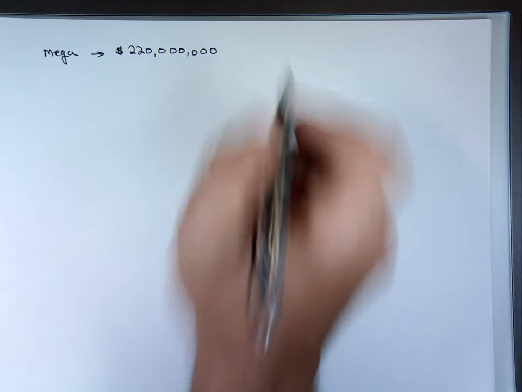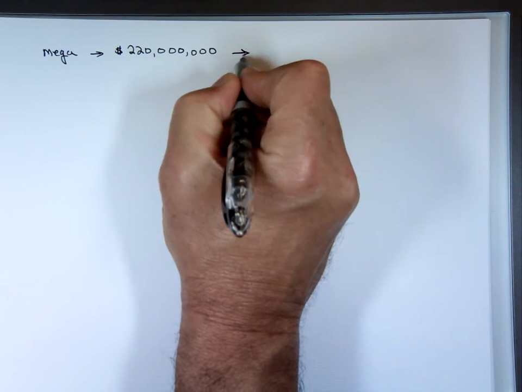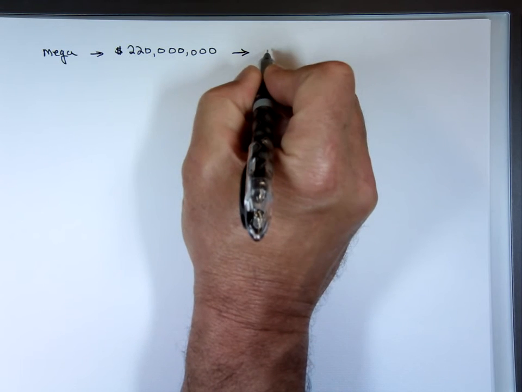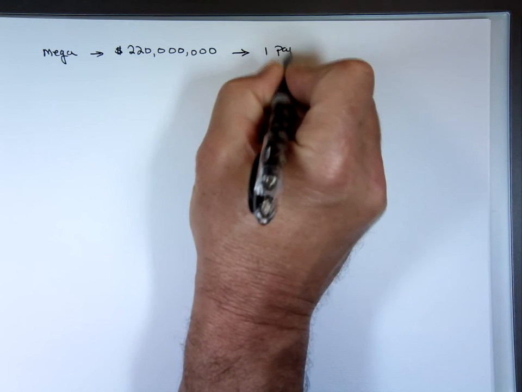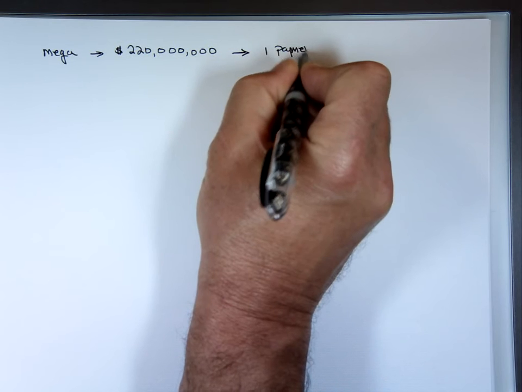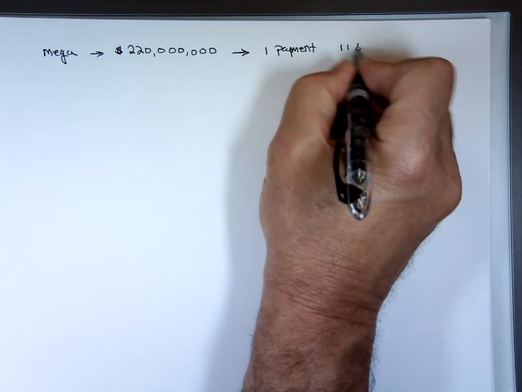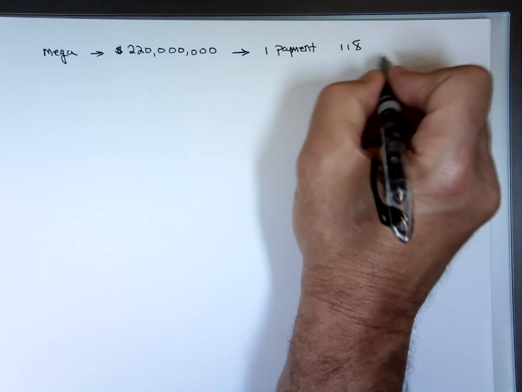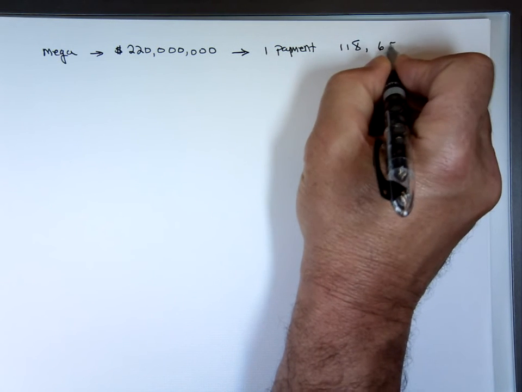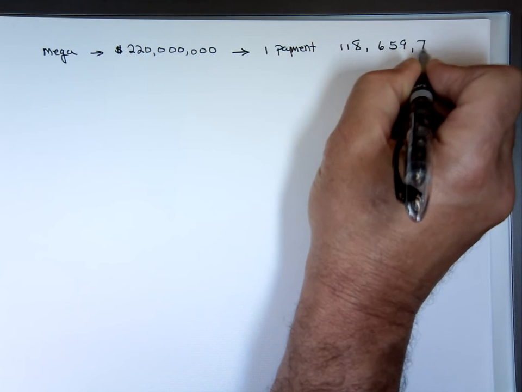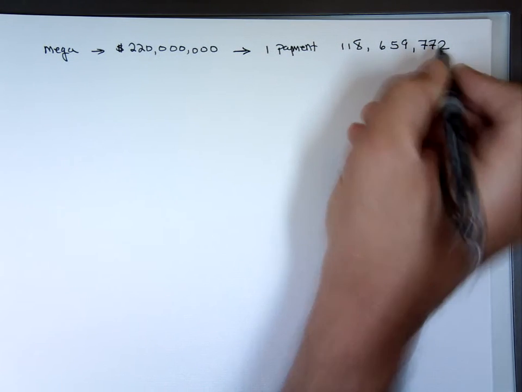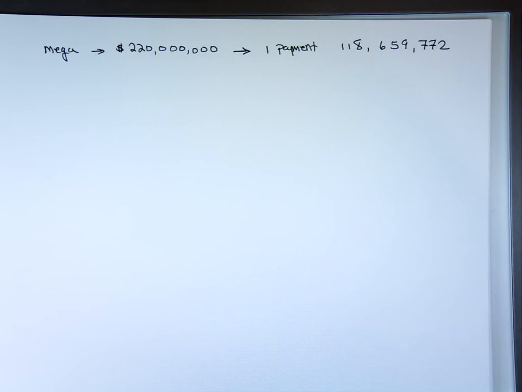But if you take the one-time payment, they're saying if you decide to go one payment, you're not going to get the 220 million. Let's say they're going to give us 118 million, usually much less than that. $659,772. So you lose almost about 100 million, close to that number.